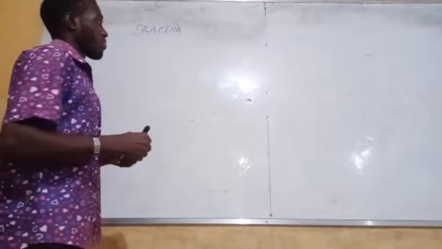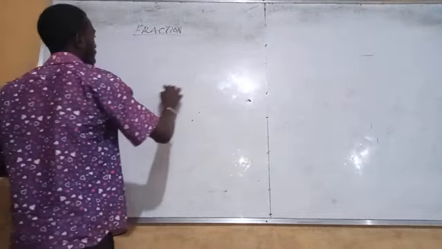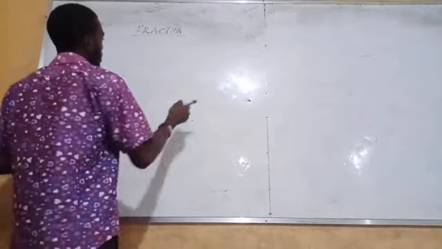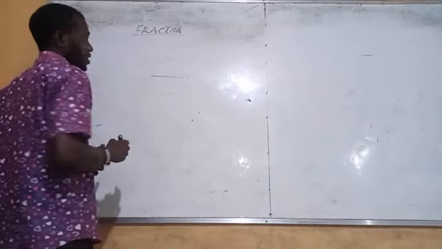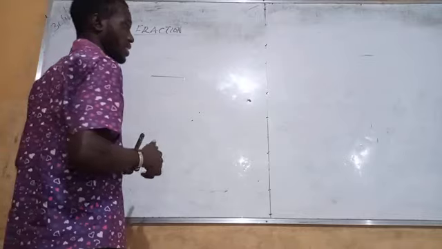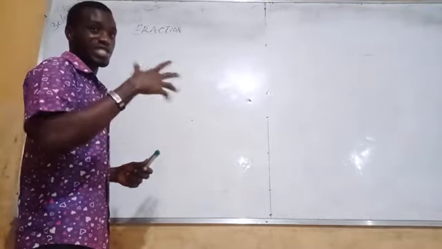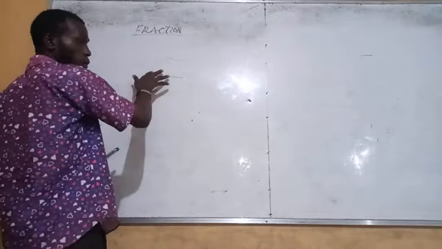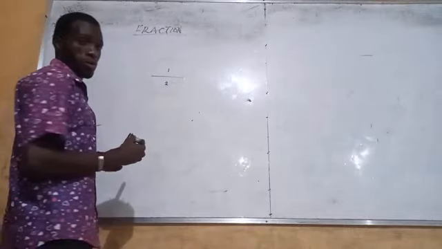But first, let me give us this analogy. For example, if I have an orange, and I divide this orange into two, that is the rationale behind fractions. It is based on division. I've divided this orange. It used to be 1, now I've divided it into two portions. So I have portion 1 and 2.